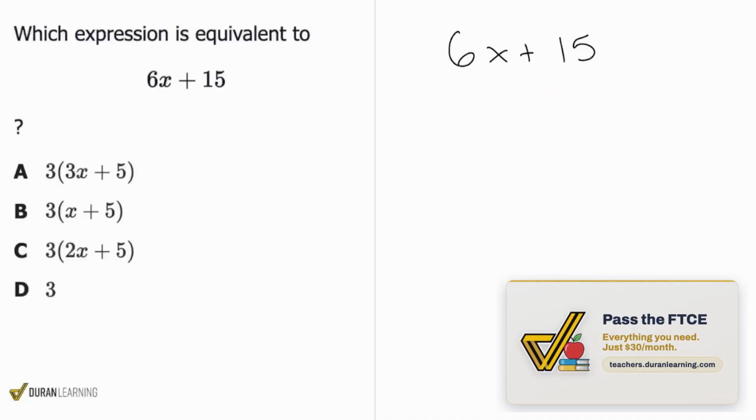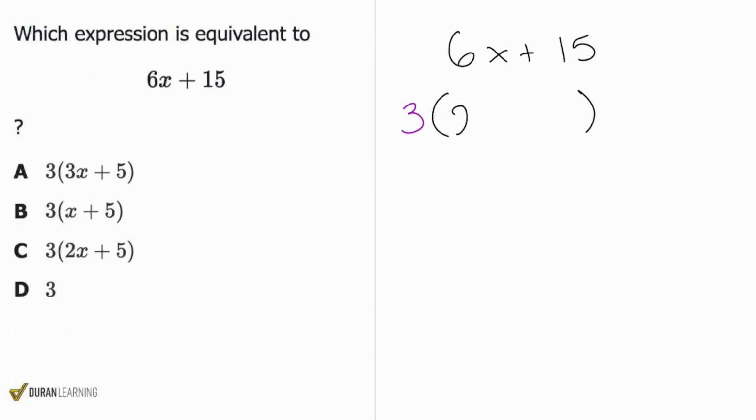And so when I think about this, yeah, I can factor out a 3 right there in front of the parentheses. And then we think about it, well, 6 divided by 3, that's 2. That x comes along for the ride. And then 15 divided by 3, that's going to be 5. And so there we are. We have 3 on the outside, that's what we factored out. And on the inside, we have 2x plus 5.